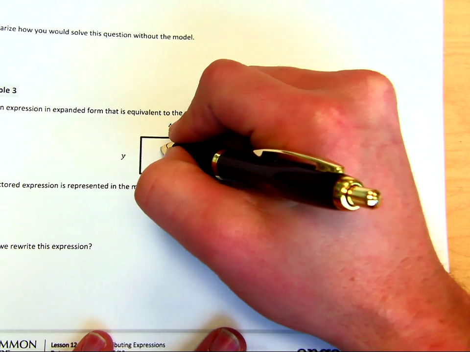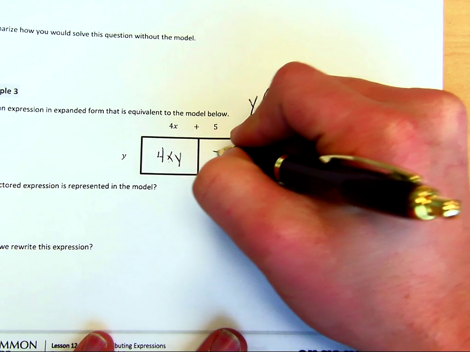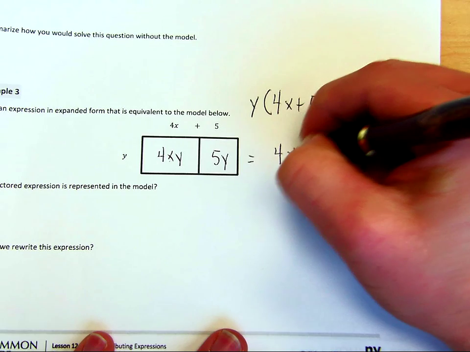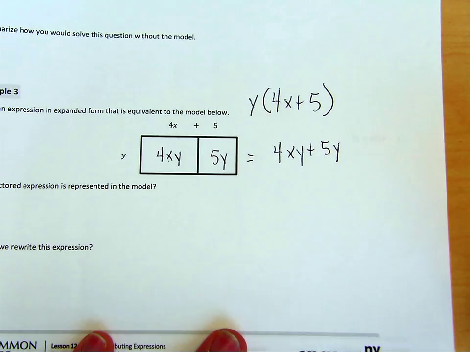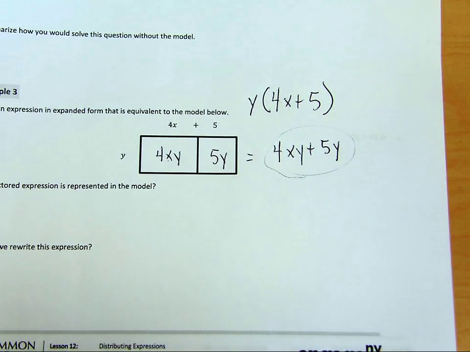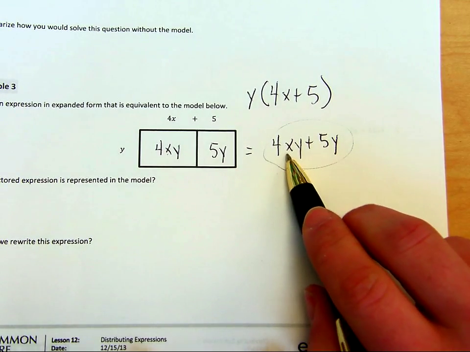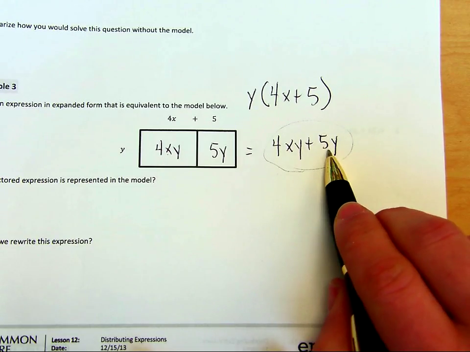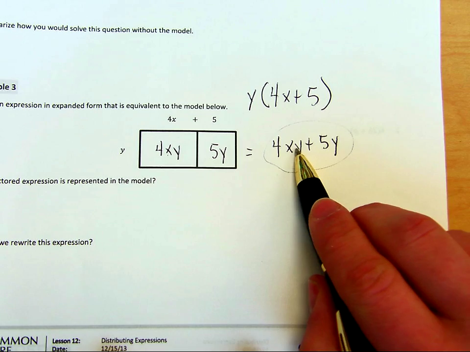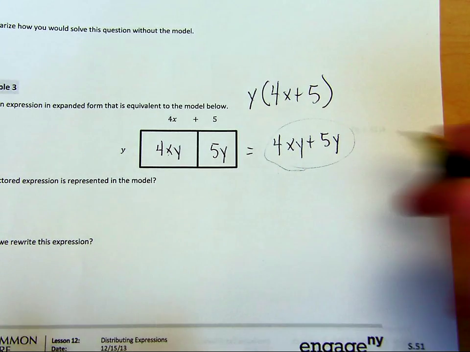Y times 4x is 4xy. 5 times y is 5y. So this is 4xy plus 5y. I cannot add these together. This is as far as I can go. This would be simplifying the expression, cleaning it up, because I can't add them because this has an x and this doesn't. They have to be exactly the same in order to add them. This is saying 4 times x times y plus 5 times y. I'd have to do this multiplication before I could ever add.